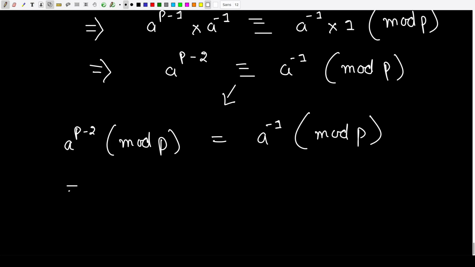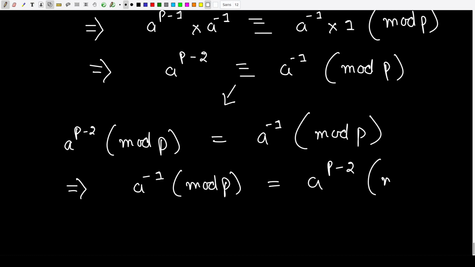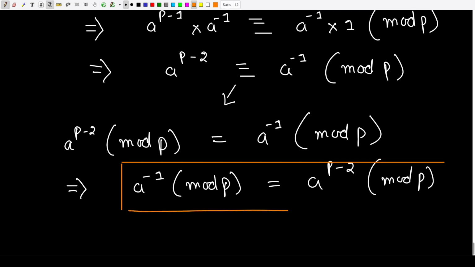Okay, so let us rearrange this. This simply means a to the power minus 1 modulo p is equal to a to the power p minus 2 modulo p. And this conclusion is what we are going to use in order to solve nCr modulo p. So let us see how we are using this in order to compute nCr modulo p.